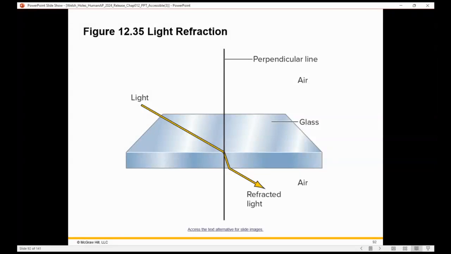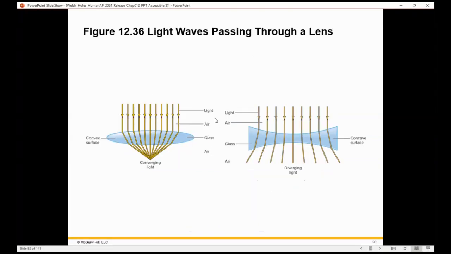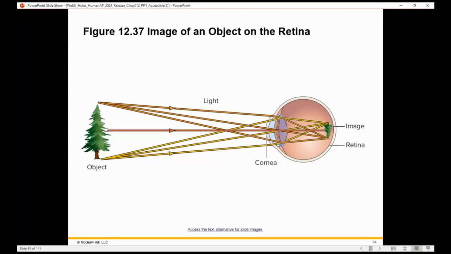This figure shows you how light refraction occurs through glass, like it does through a lens. This figure shows you how the light waves pass through the lens. This figure shows you the image of an object on the retina and how it turns it over.